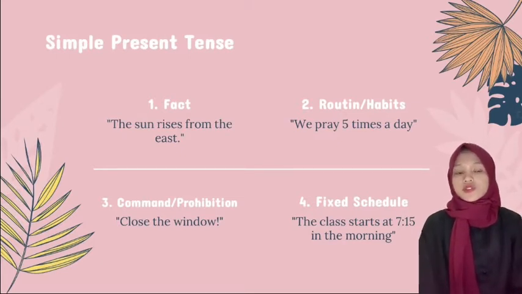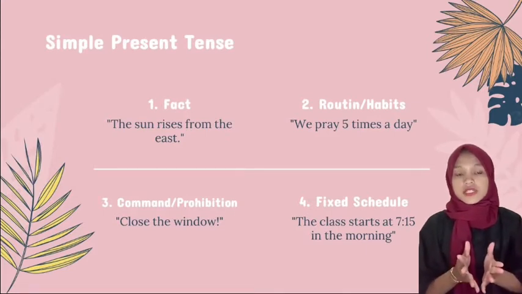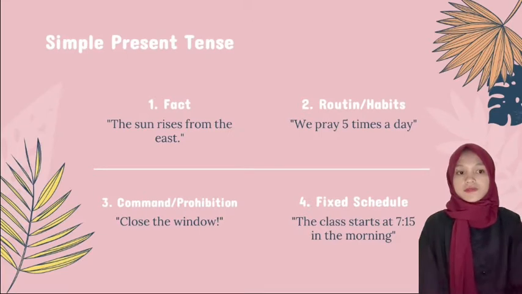When should we use the simple present tense? The simple present tense is used when we want to express a fact. For example, the sun rises from the east. That's a fact. And then routines or habits. For example, we pray 5 times a day. And the third is an order or prohibition. For example, close the door.